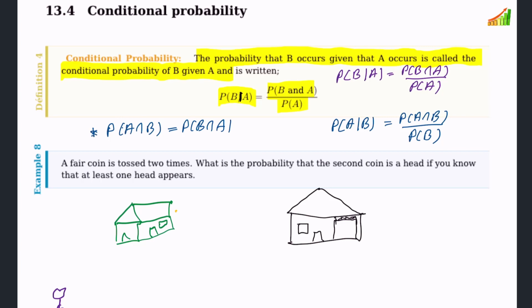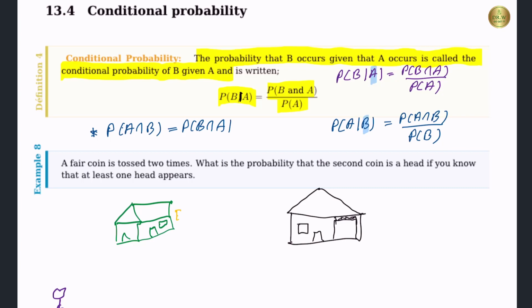Here, what is the condition? For this one, the condition is A. And for the second one, the condition is B. Now, what does the condition mean? Let me explain this using this diagram.